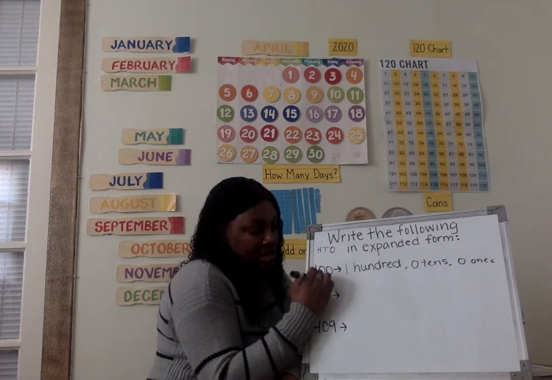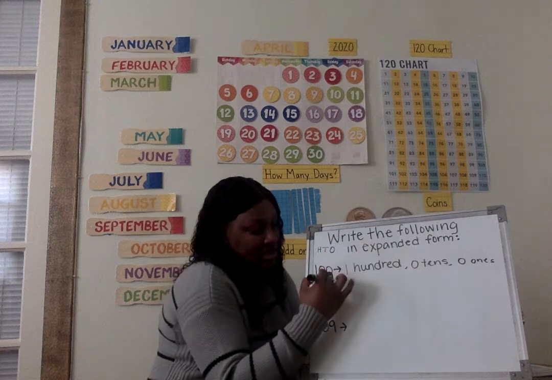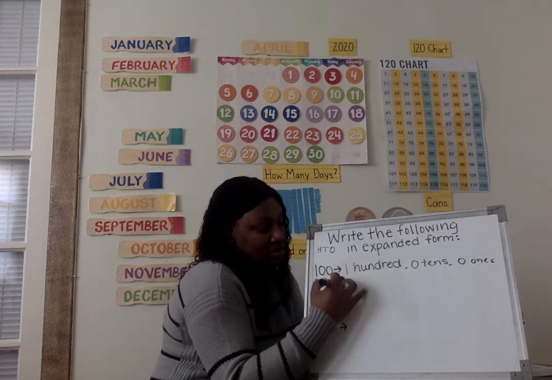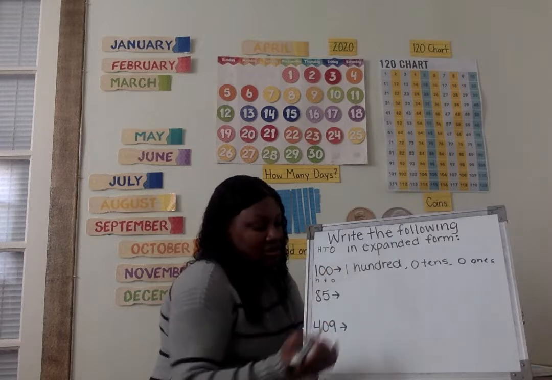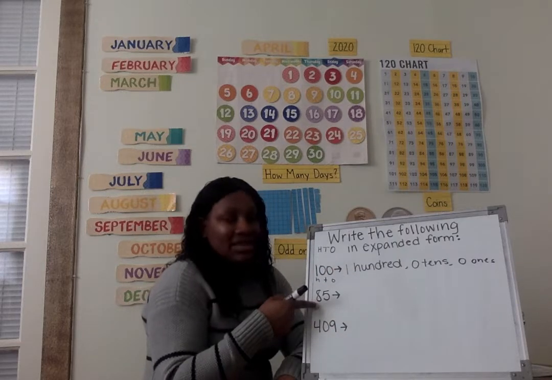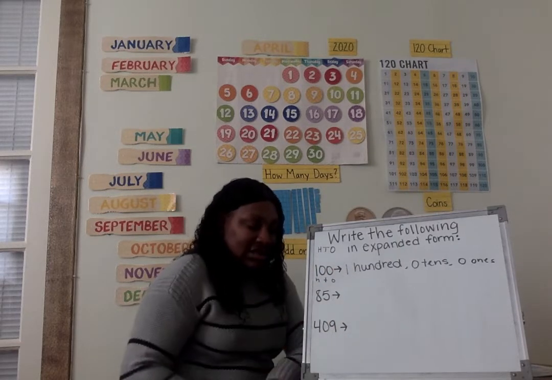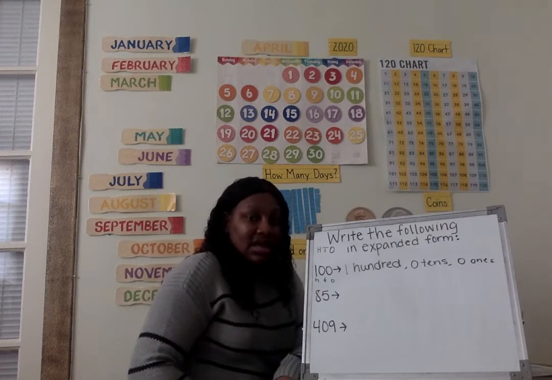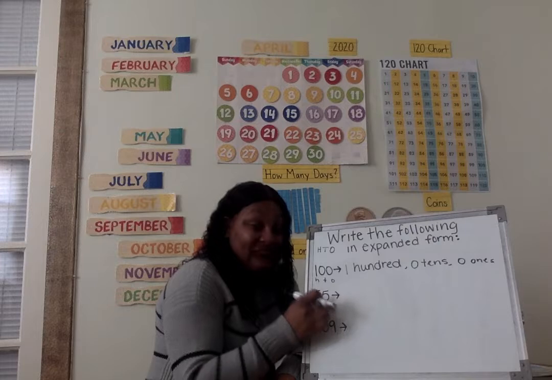So this number has 100. I'm going to label this with an H. It has 0 tens because there's a 0 in the tens place. And it has 0 ones because there's a 0 in the ones place. Let's try the next one. What number is this? There's an 8 and a 5. That's right, this number is 85.